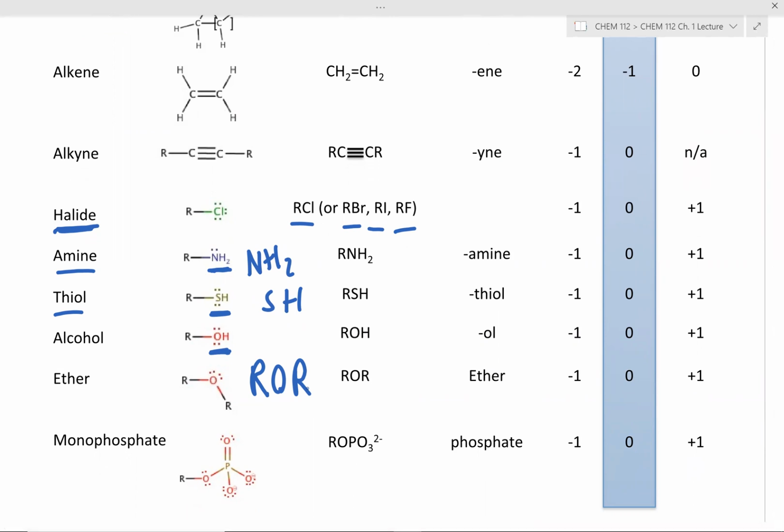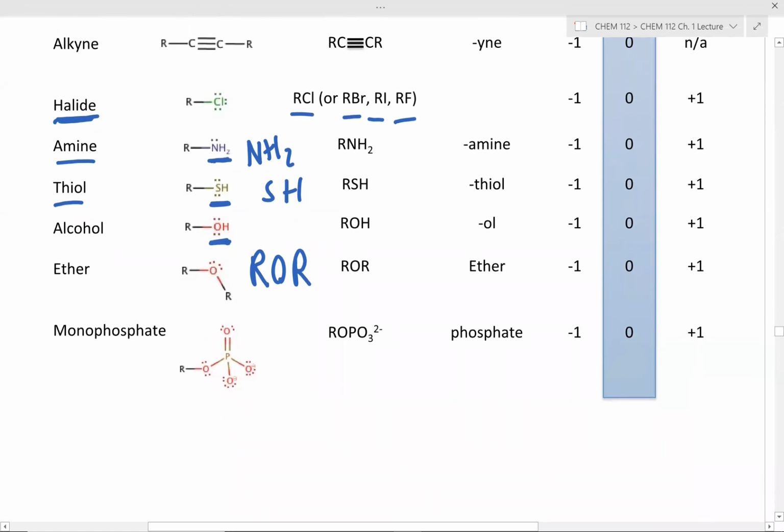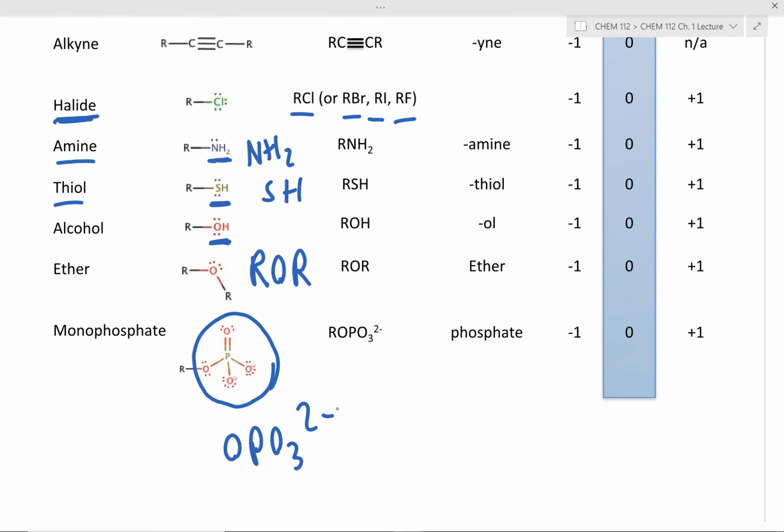For the biologists out there, we have the monophosphate, which is the OPO3 2- functionality. And of course, there can be di and triphosphates, such as in ADP and ATP. That's why ADP and ATP are named as such. ADP, diphosphate, ATP, triphosphate, just as an aside. Monophosphates, so we have this PO3 attached to an oxygen atom.